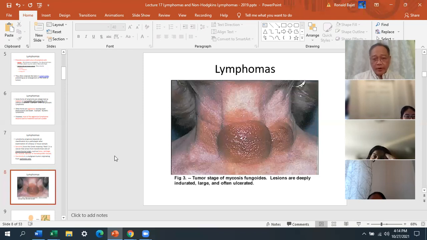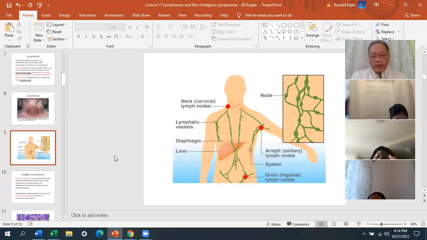That's mycosis fungoides. For the lymph nodes, you have 3 areas of lymph nodes: one in the neck, one in the armpit, that's the axillary, and then in the groin. And keep in mind here the diaphragm. The diaphragm is kind of like the midline, and it helps define the stage of lymphoma that the patient is undergoing. It determines what stage the lymphoma is in.